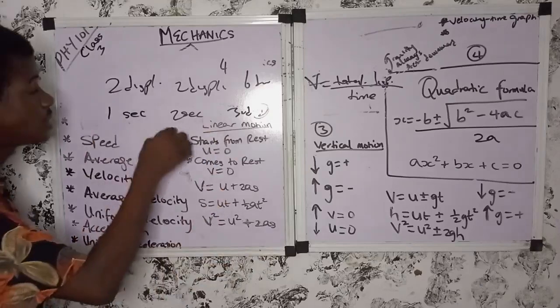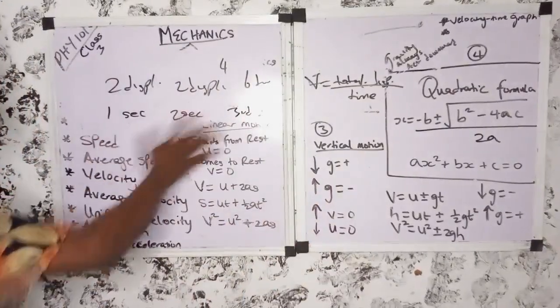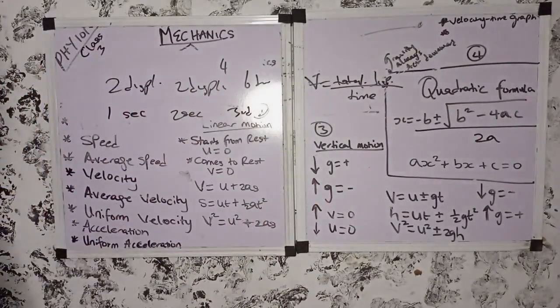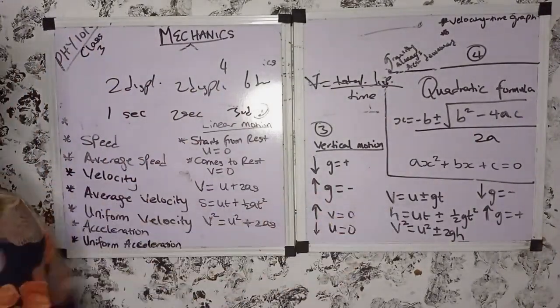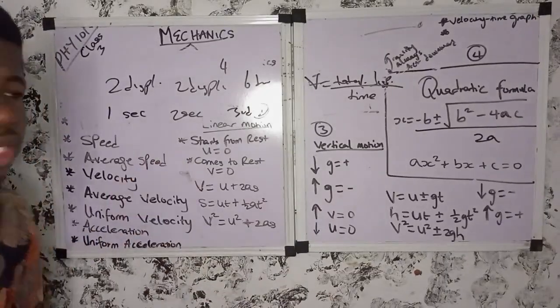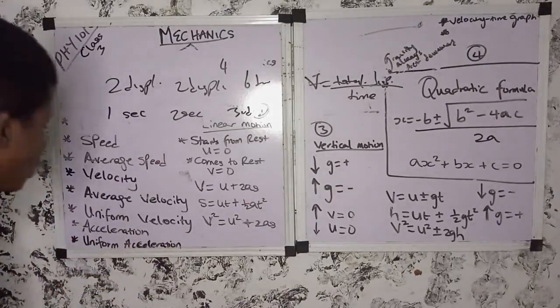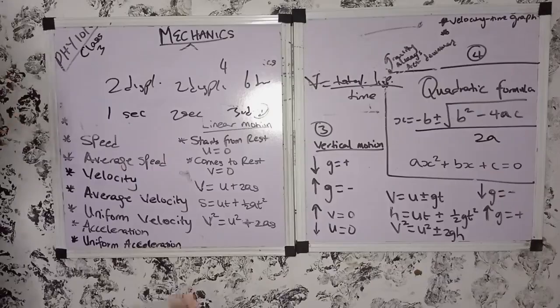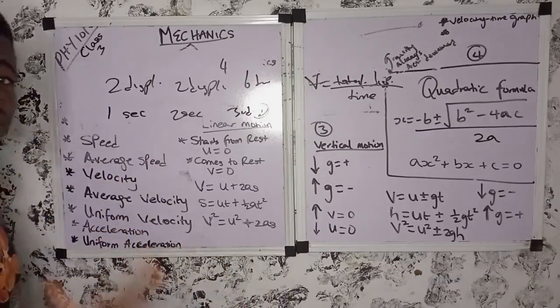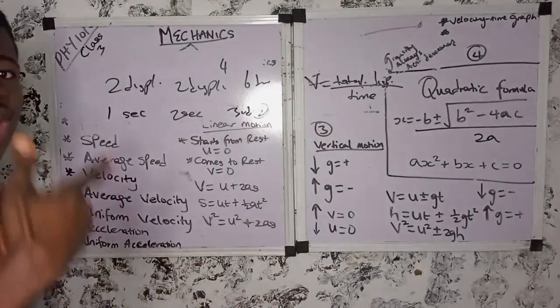You will see that in every second the body travels two displacement. Okay, so this is an example of uniform velocity. Now, what is acceleration? The rate of change of velocity with time. Now, what about uniform acceleration? A body is said to move in a uniform acceleration when that body travels with a constant velocity. In other words, when the body travels equal velocity in equal time interval.